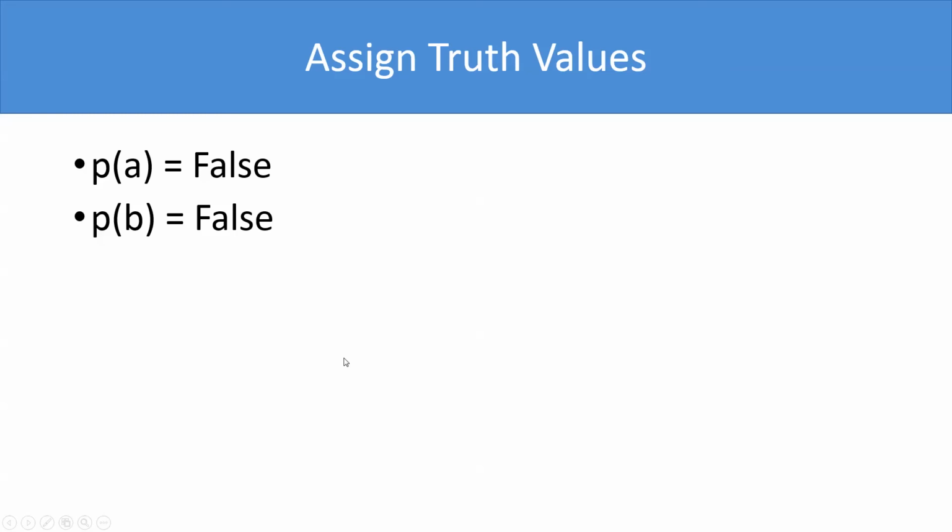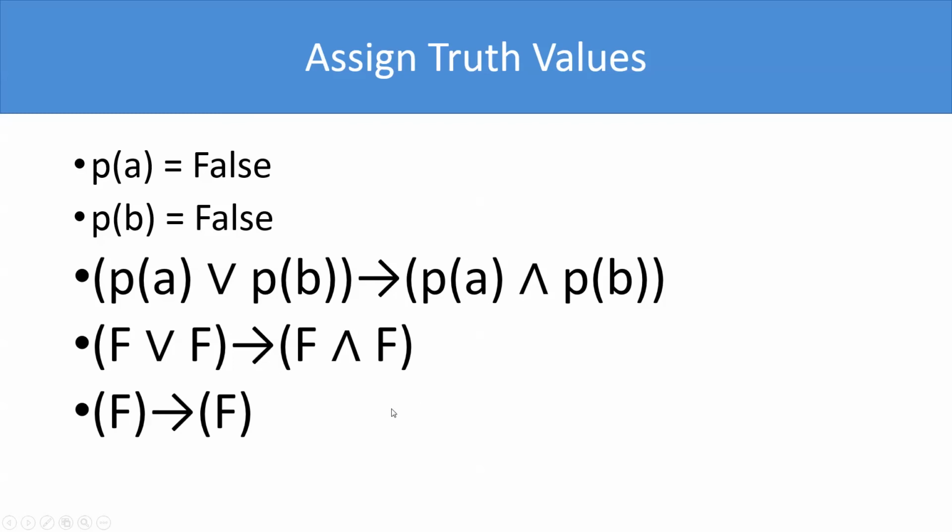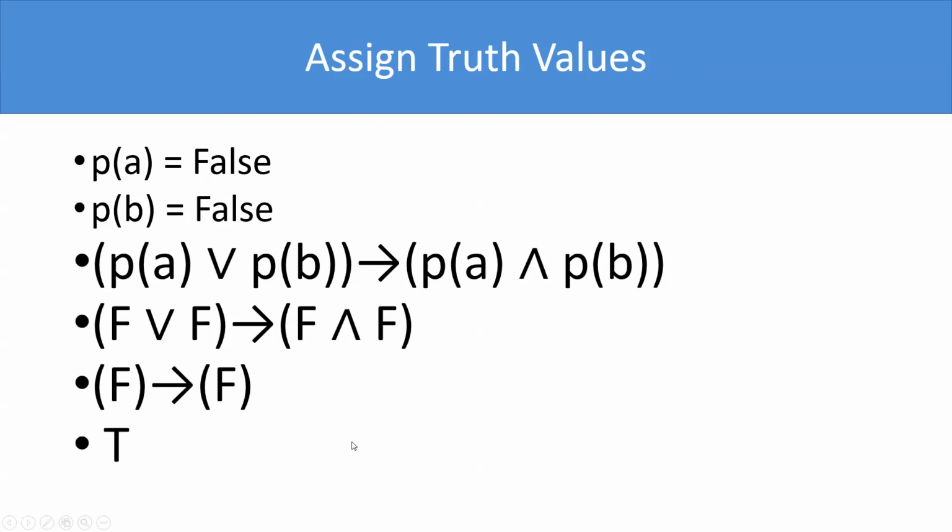Okay, so we just need to assign some truth values now. We already decided that P of A and P of B are both false, and that this is our formula. So it's real easy to plug them in. We know that everything's going to be false, so false or false implies false and false. And then that can be broken down as false implies false, which is true. And therefore this interpretation is true, and this is a model of the well-formed formula.